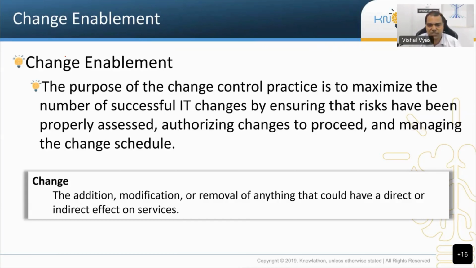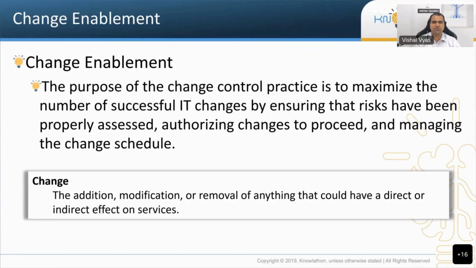The purpose of change control practice or change enablement practice is to ensure the risks have been properly assessed, ensure that the change assessment is done, the authorization of changes is done, and then managing the change schedule. So whatever planned changes are, you have to manage the schedule. This is a critical process. This is a critical practice in many IT environments.